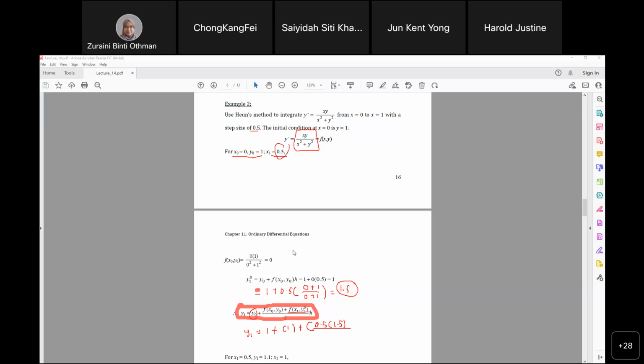Boleh approve saya punya annotate dulu. Okay, saya approve. Okay.